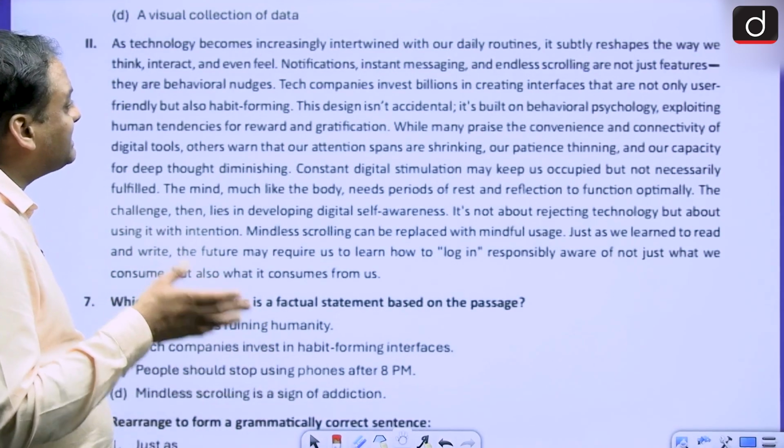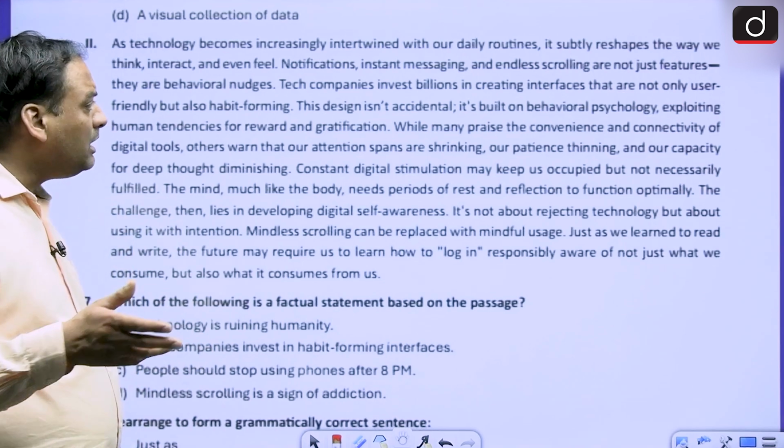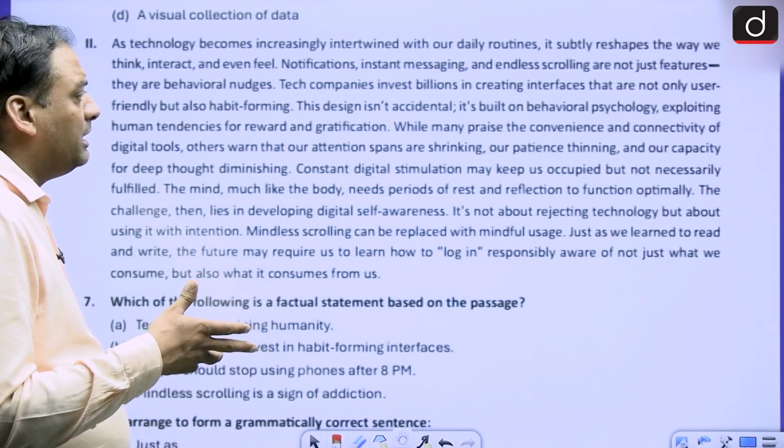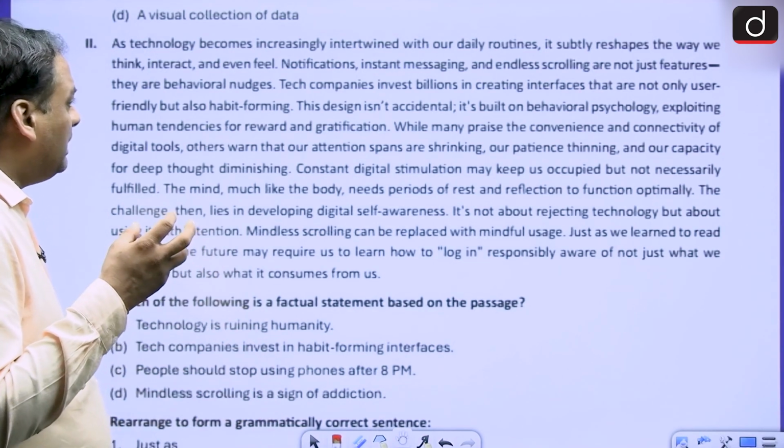This design isn't accidental. It is not like by chance. Built on behavioral psychology. Behavioral psychology is behind that particular scenario.